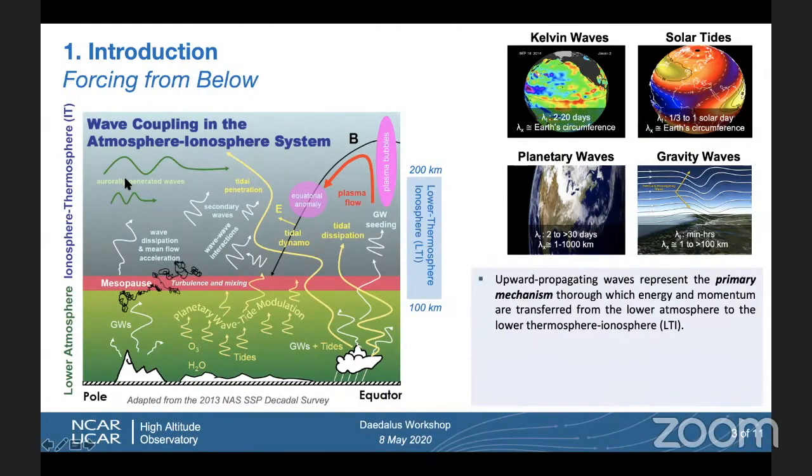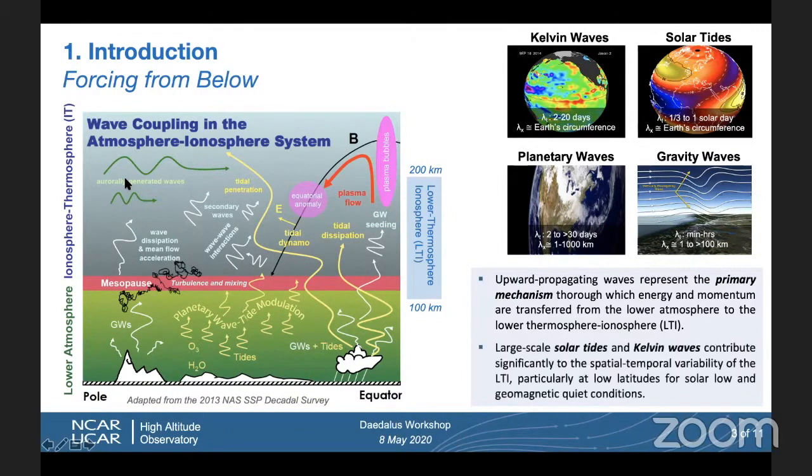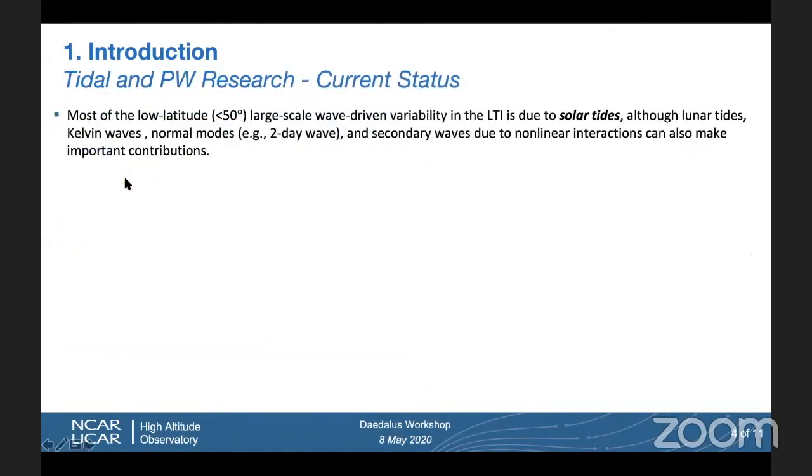But what I'd like to point out here is that upward propagating waves represent the primary mechanism through which energy and momentum are transferred from the lower atmosphere to the LTI region. And among these, the large-scale solar tides and Kelvin waves really contribute significantly to carrying that spatial and temporal variability from the lower atmosphere and middle atmosphere to the LTI, particularly at low latitudes and during solar low and geomagnetically quiet conditions.